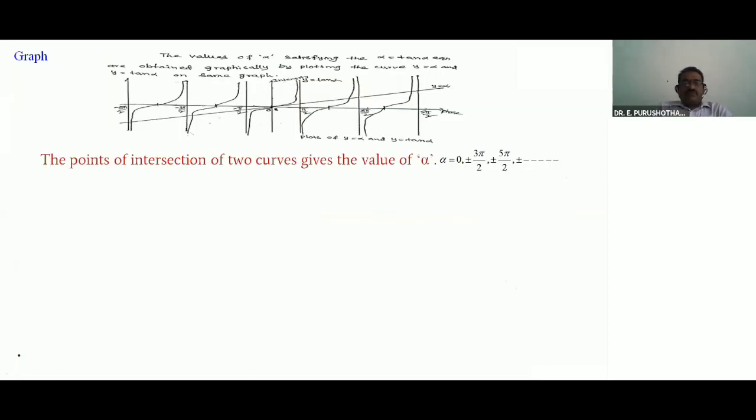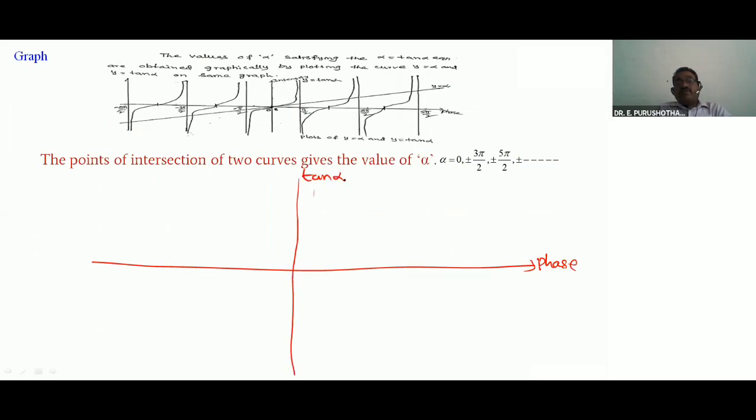So, the graph. Take an x-axis, you observe clearly, on the x-axis take the phase value. On the y-axis, you take the tan alpha value. The maximum condition is alpha is equal to tan alpha. So this is the origin. This is phase pi by 2. This is 5 pi by 2. Negative values we can also take the same, minus pi by 2.